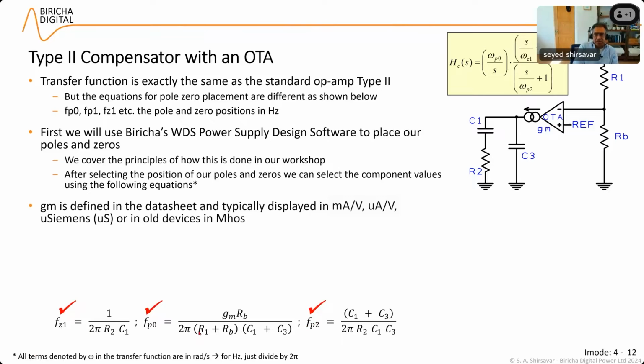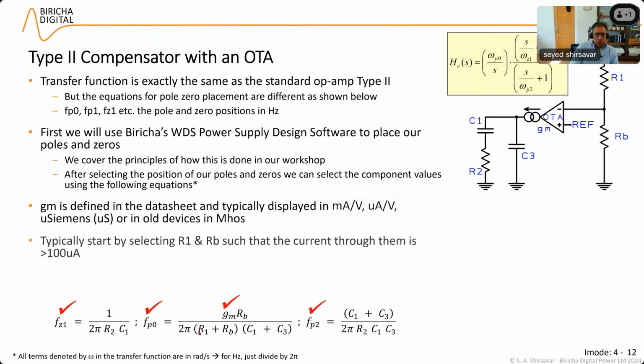GM is the transconductance of the operational amplifier, and that is defined in the datasheet. I'm going to show you a sample of the datasheet in a minute. It is typically displayed in millivolts per amp or microvolts per amp or microsiemens, and in the older devices, mhos. Mhos is the reverse of ohms, because it's amps per volt as opposed to volts per amp. There you go. That's GM. So you know that one.